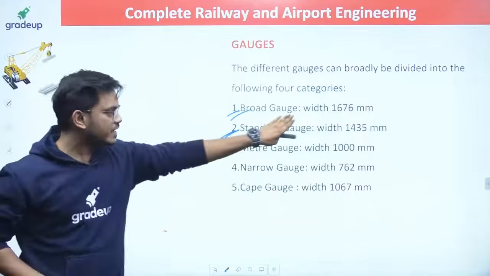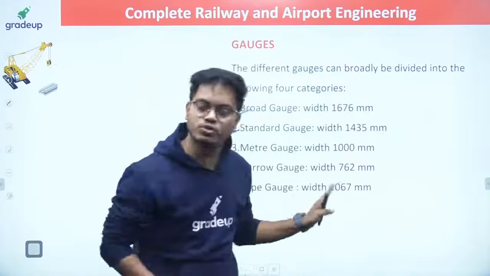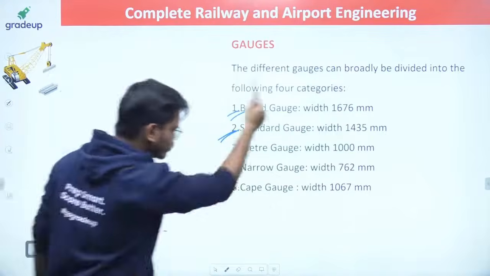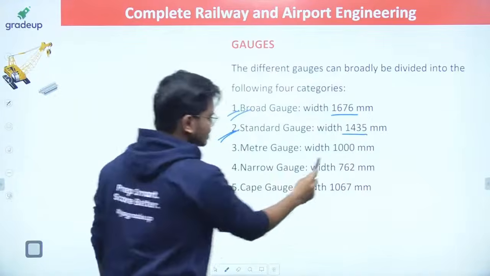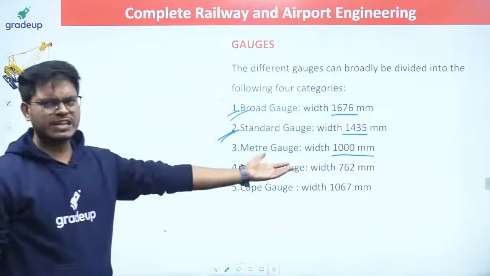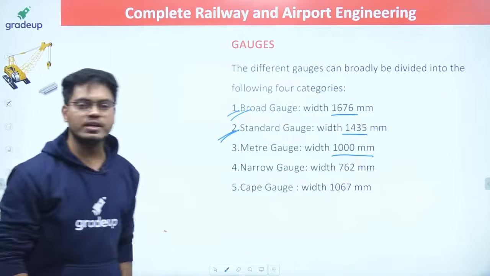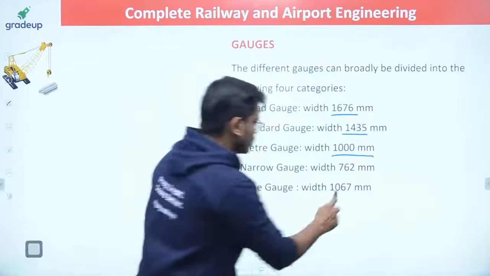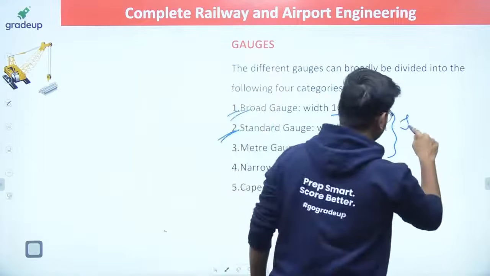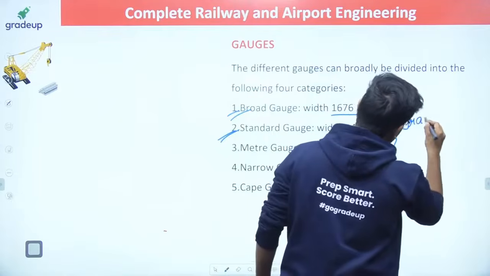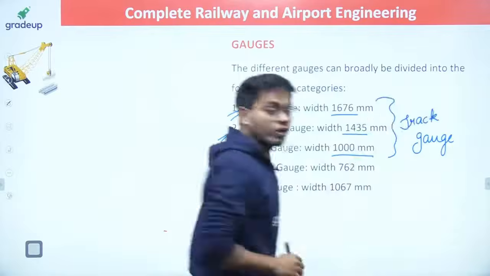So this gauge is nothing but the track gauge. Do I have to remember the value? Yes, you have to, but don't worry, you don't have to remember all these values. This and this one you can remember. This is very simple, 1000 mm. This is the name only. Meter gauge, this is 1 meter only, right? So these three are important if you want to remember. This is known as the track gauge.